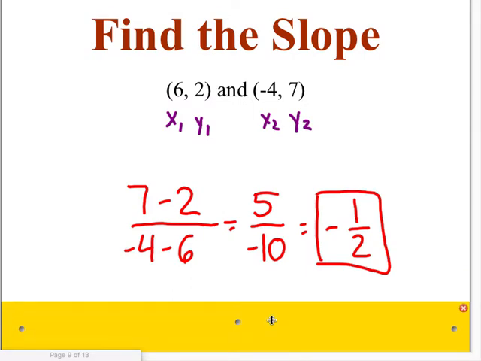You should have gotten a final answer of -1/2. It doesn't matter if the negative is on the top or the bottom or in the middle like I have it. Wherever you put it, that's fine as long as there is only one negative. You also should be reducing from the 5/10 to 1/2. You should always reduce your slope as much as possible.